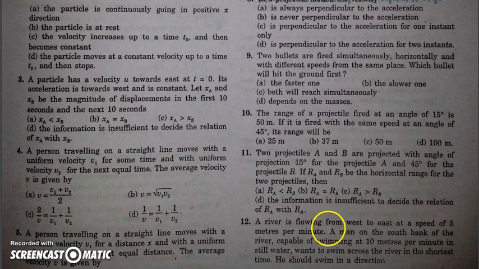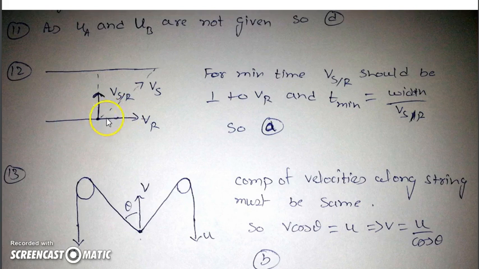In the next question, a river is flowing from west to east at a speed of 5 meter per minute. A man on the south bank, who is capable of swimming at 10 meter per minute in still water, wants to swim across the river in the shortest time. He should swim in the direction... Obviously, to cross the river in the shortest time, he should start swimming perpendicular to the river flow. The time will be least, but there will be drift in that case. You can look at the diagram here.